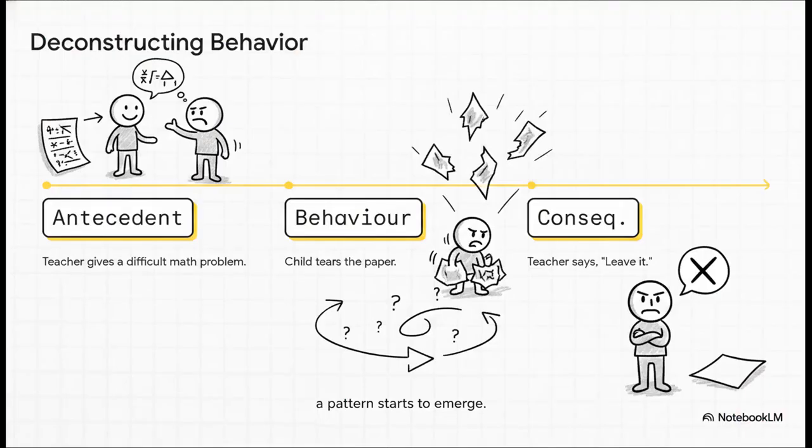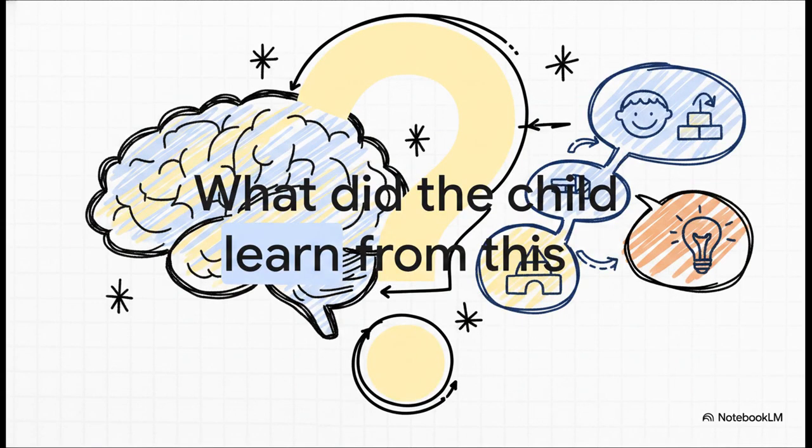All right, let's break down a classic one. A, the antecedent. The teacher gives the class a really tough math problem. B, the behavior. A student takes one look at it and just rips the paper in half. And C, the consequence. The teacher, probably frustrated, just says, fine, just leave it. Now, when you lay it out like that, you start to see something, don't you? A pattern.